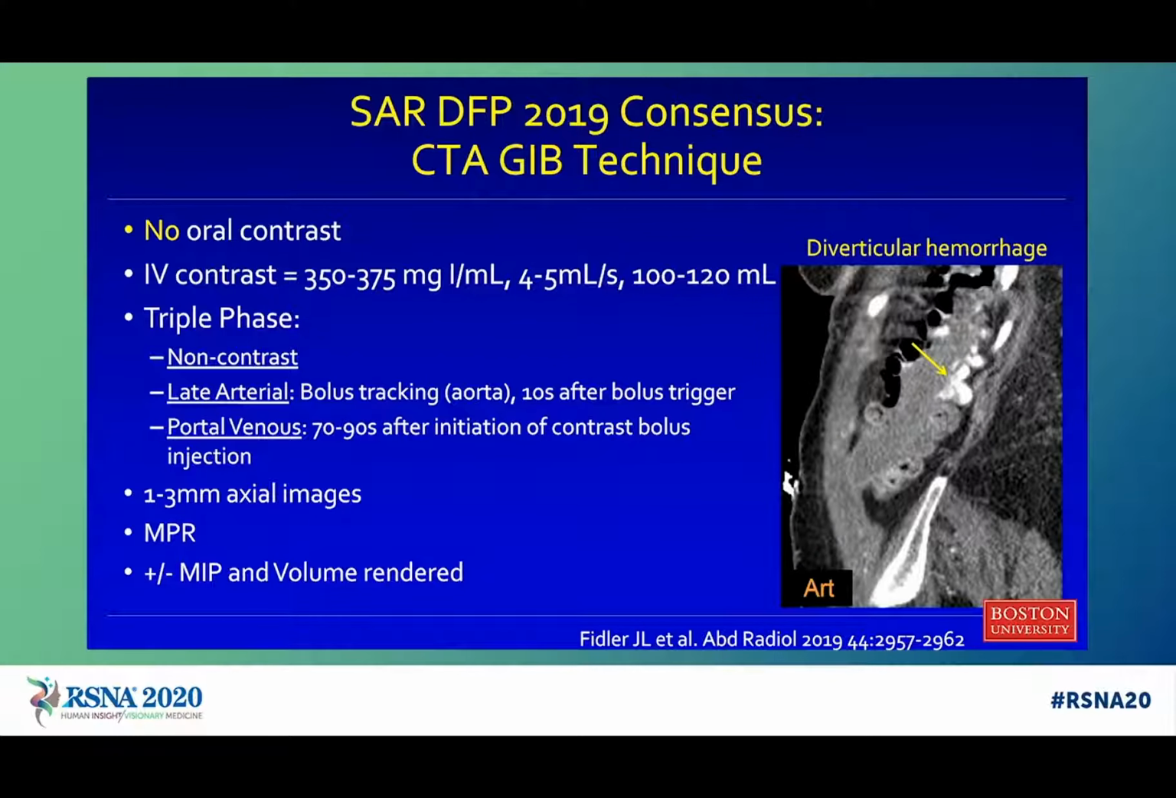They are as follows. No oral contrast is needed. IV contrast injection rates should be around 5 milliliters a second with a total volume of 100 to 120 milliliters injected. Triple phase CT imaging is required, including non-contrast, late arterial, and portal venous phase images. Thin axial images should be sent to PACS along with multiplanar reformats. The use of MIP and volume rendered images can be useful.